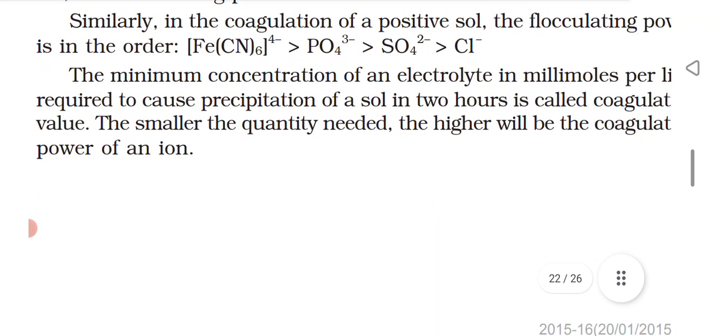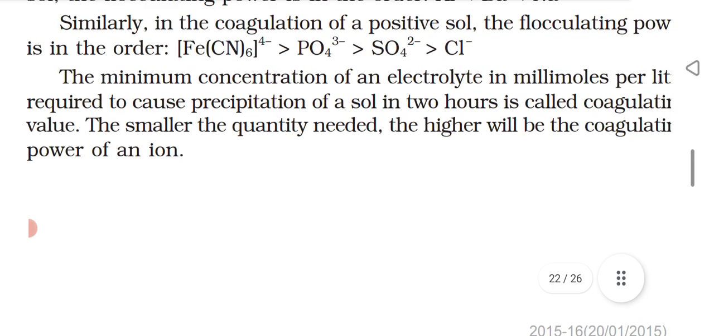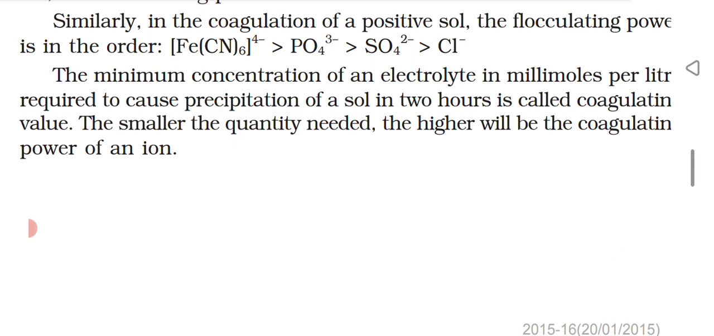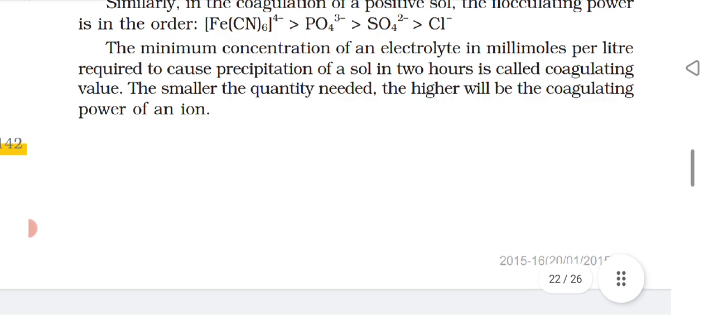The minimum concentration of an electrolyte in millimoles per liter required to cause precipitation of a sol in 2 hours is called coagulating value or coagulation value. The smaller the quantity needed, the higher will be the coagulation power of an ion.